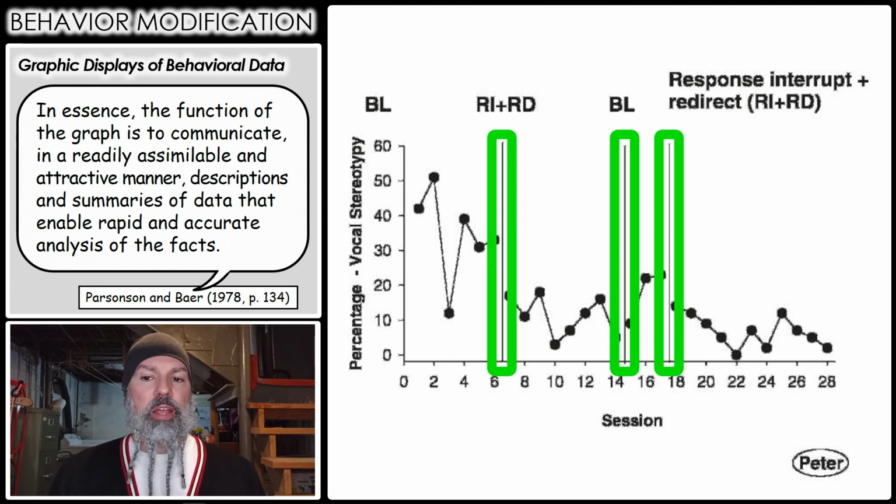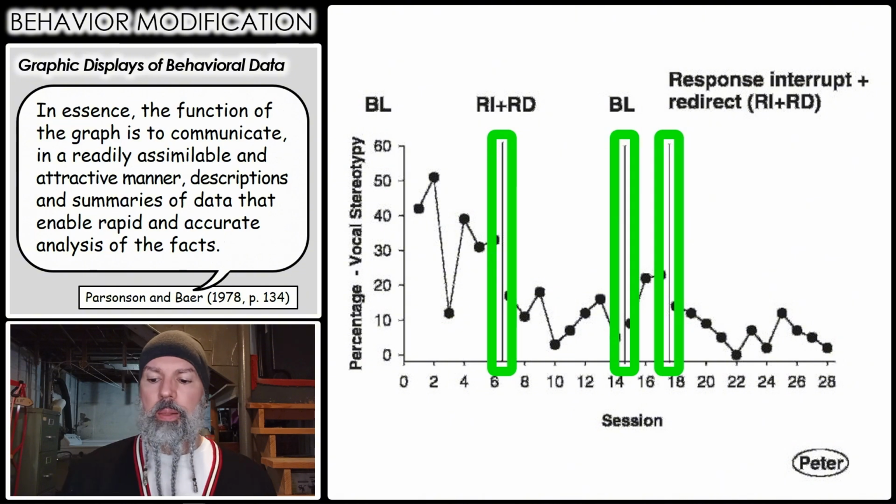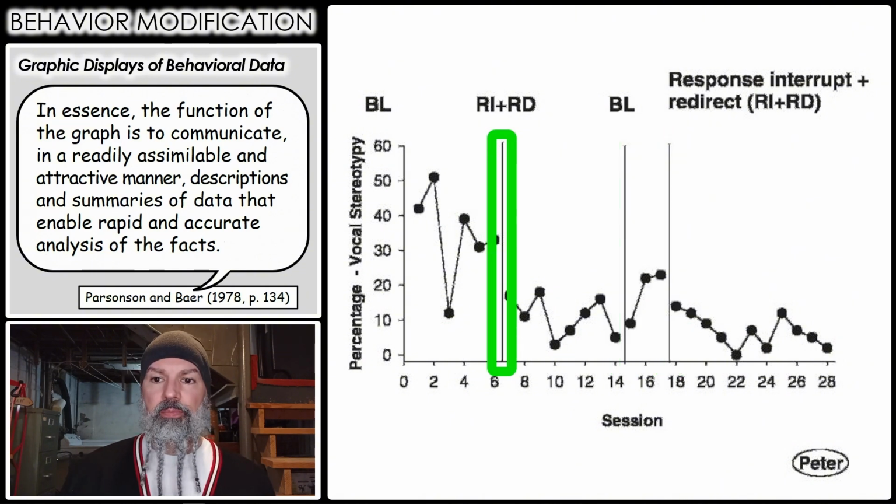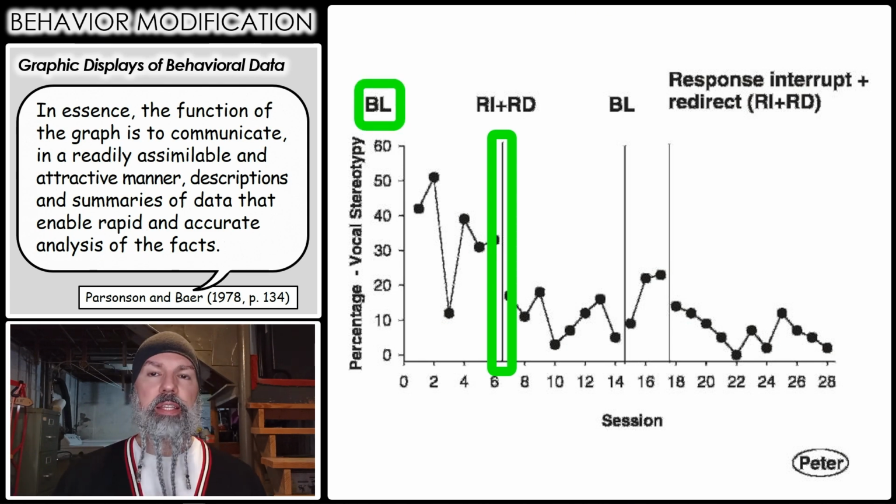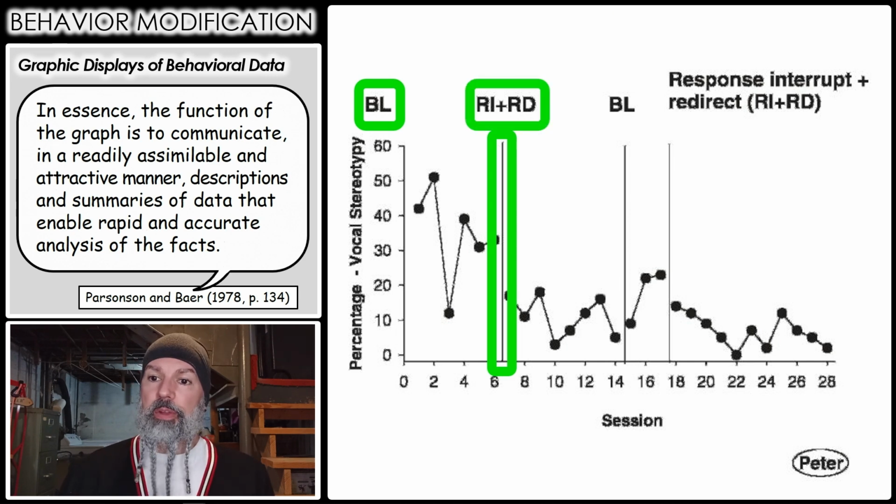Now, the lines indicate where the change in treatment occurred, but then you also have the condition labels. And the condition labels tell you what the treatment was. So here we have the condition label BL, and that stands for baseline. And this would be the phase where the vocal stereotypy was actually not treated. It was just measured, just to get an indication of to what extent Peter engaged in vocal stereotypy, how big of an issue this behavior was. So that's the baseline phase. And then that first condition change line indicates when the baseline phase changed to the first treatment phase, that first response interrupt and redirect treatment phase.